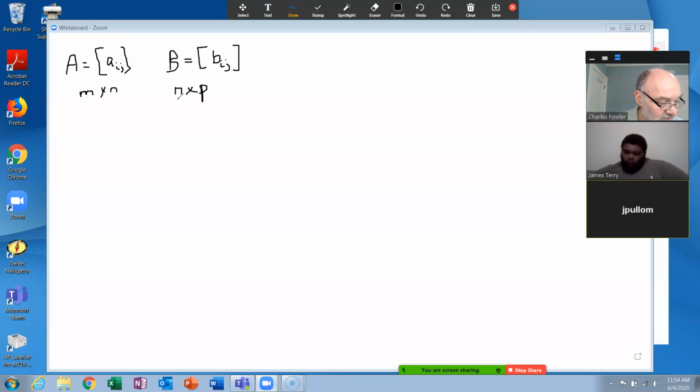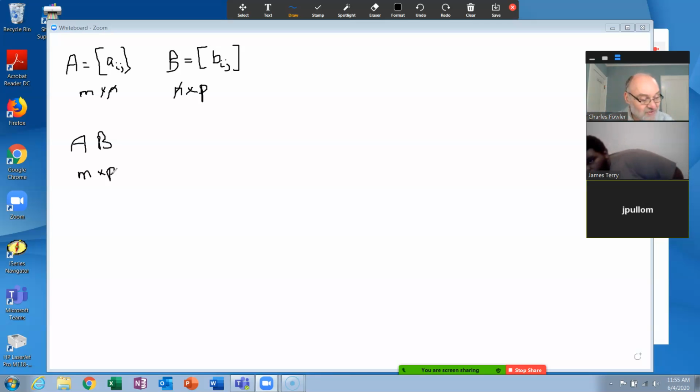So that's an N by P matrix. Then the product matrix, which we'll call AB, meaning you've multiplied A by B. Now what size will that be? Well, like we said, the number of columns here must equal the number of rows here. So this product matrix is going to be an M by P. So it could be a completely different size from either one of the other two. That would be the result.